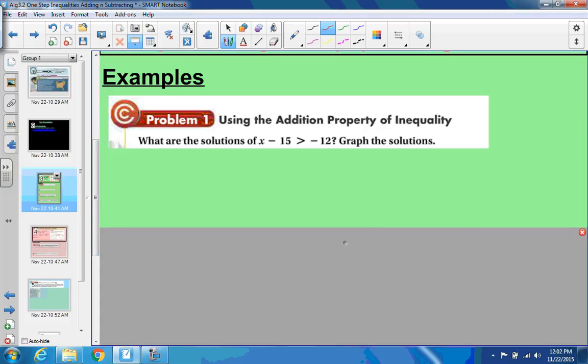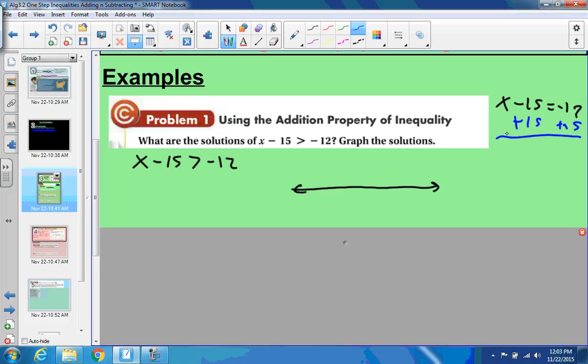So here we have x minus 15 is greater than negative 12, but it says what are the solutions to that inequality, and graph them. So I'm going to make a graph here. But I'm going to show you up over to the top right here how it would look as an equation. x minus 15 equals negative 12. Now we know to solve that, as if it was an equation, we would do the inverse operation, which is addition, adding 15 to both sides of the equation to get the x by itself. And negative 12 plus 15 is positive 3.